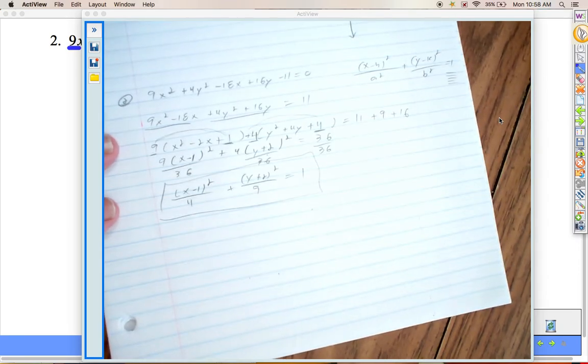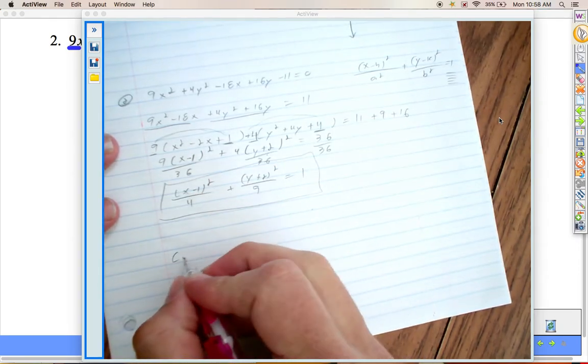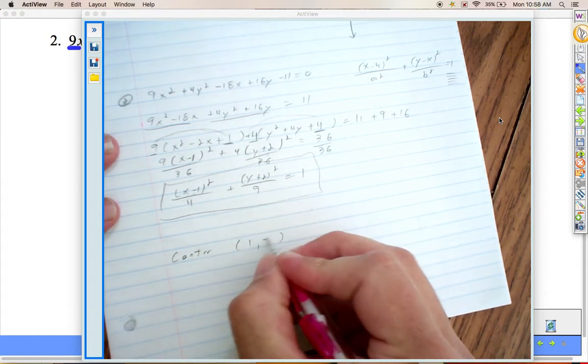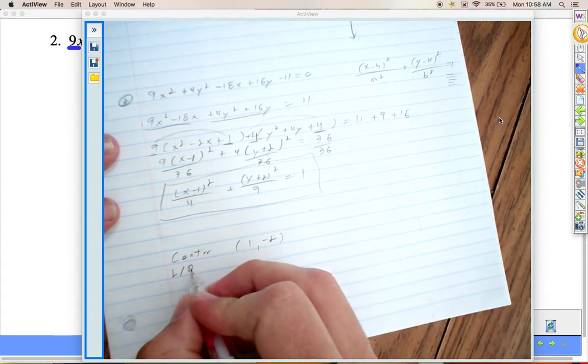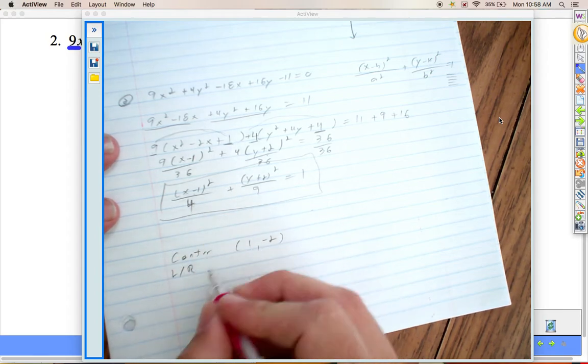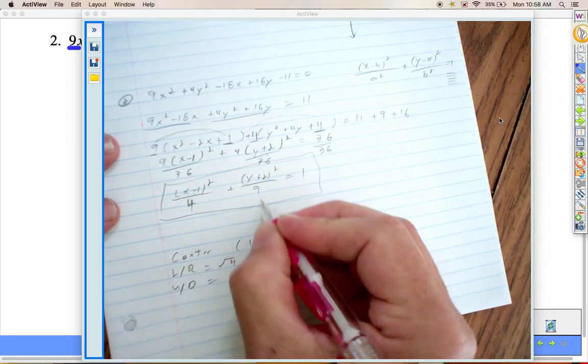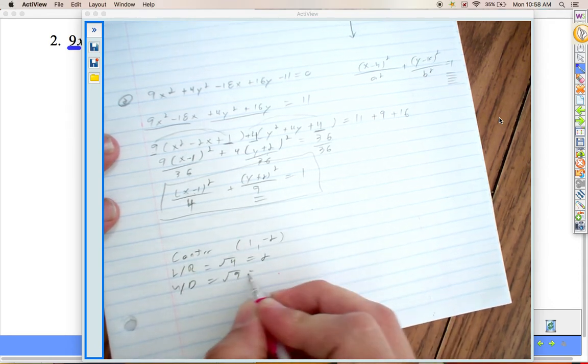All right, so once I get this, my center: opposite positive 1, opposite negative 2. My left and right is going to be the square root of 4, which is 2. My up and down is going to be the square root of 9, which is 3.